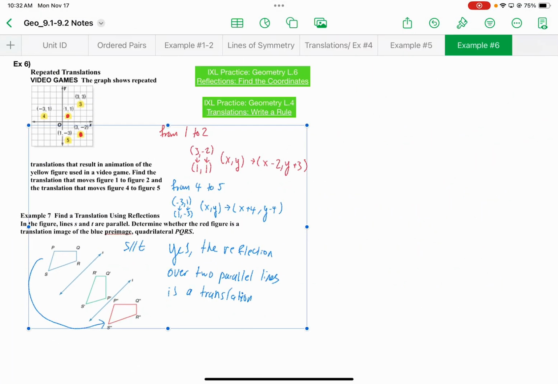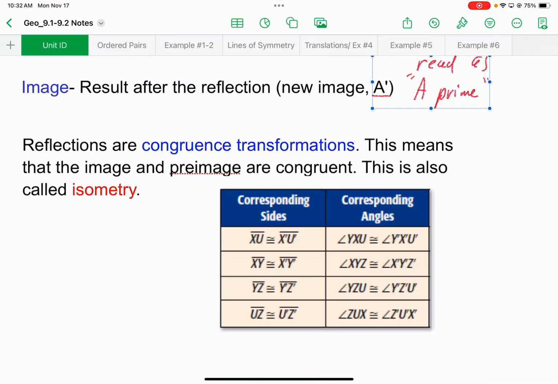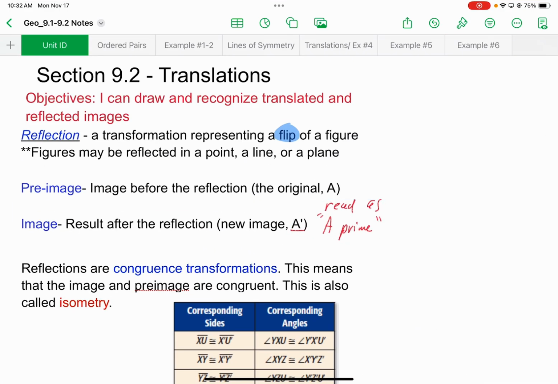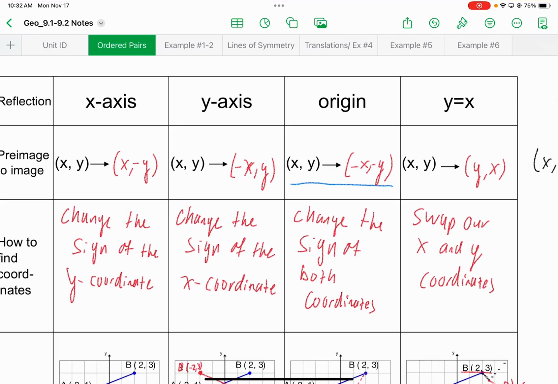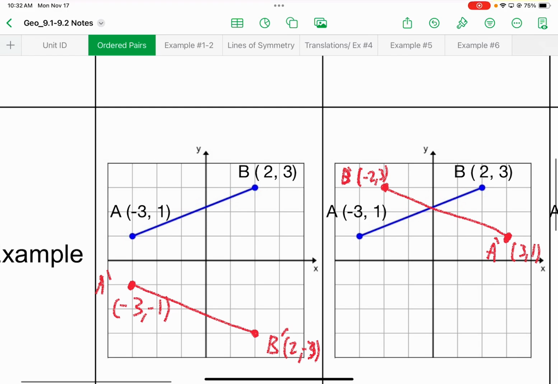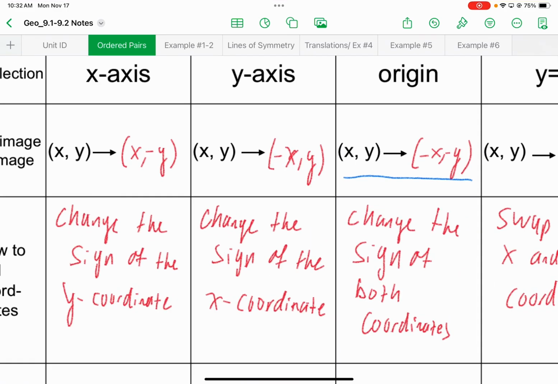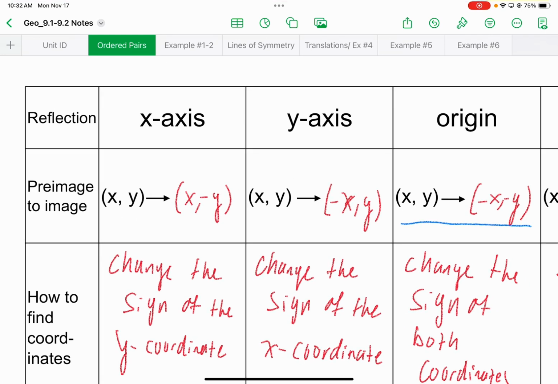Okay, so just as a reminder, we started by doing reflections. We took an image and reflected it over a line of some sort, and there were 4 rules that we had. We reflected things over the x-axis, y-axis, origin, and the line y equals x. If we reflect something over the x-axis, that means if I have an image up here and I reflect it over my horizontal x-axis, my image is going to move either down or up. In this case, we had the blue line, and we reflected over the x-axis, and we ended up with this line here. But there was a rule for it. The rule was (x, y) goes to (x, negative y).